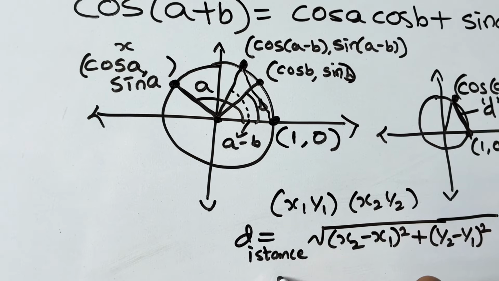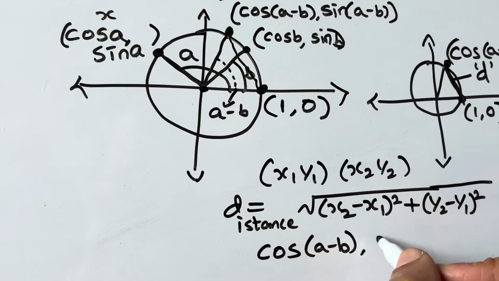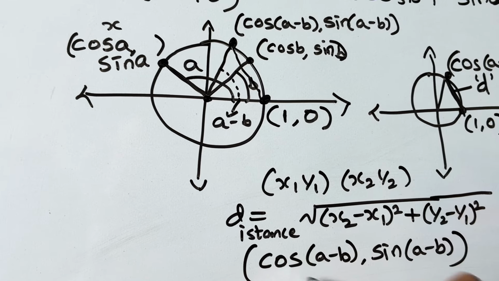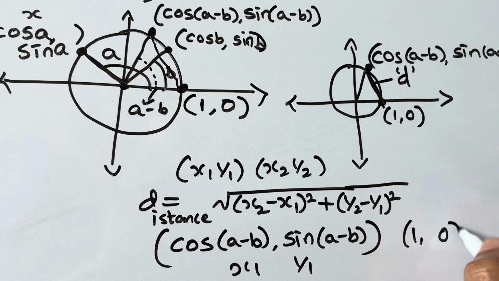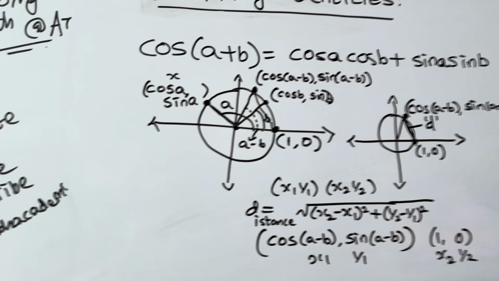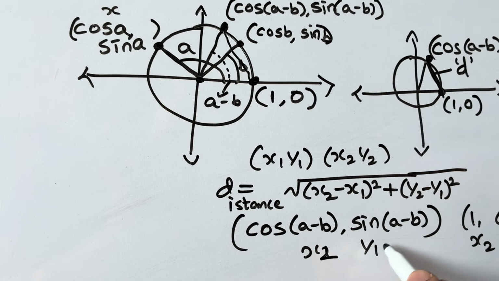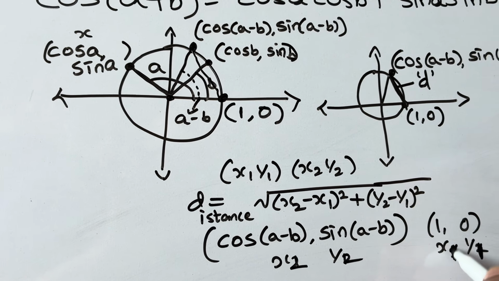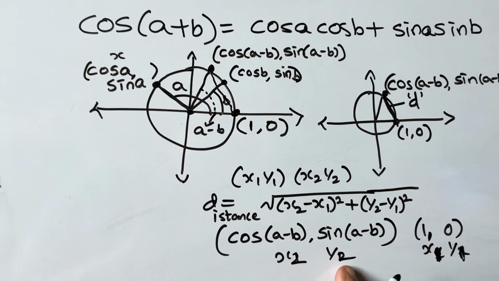Here my points are cos of A minus B and sine of A minus B. Let's say these coordinates are denoted as x1 and y1, and my other point is 1, 0, which is denoted as x2 and y2. Or you can denote it in a different way. Maybe you can take this as x2, y2 and this as x1, y1. Let's do it this way because this is a unit circle, so my first point will be 1, 0 and the second point will be this.